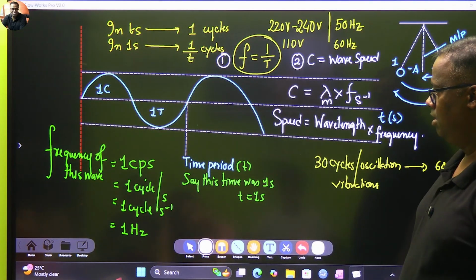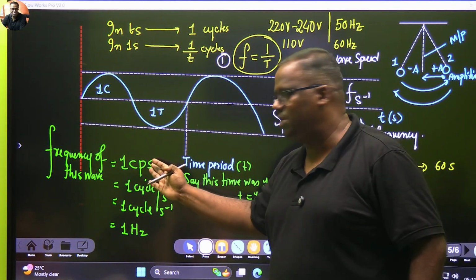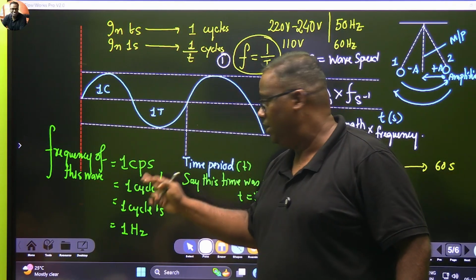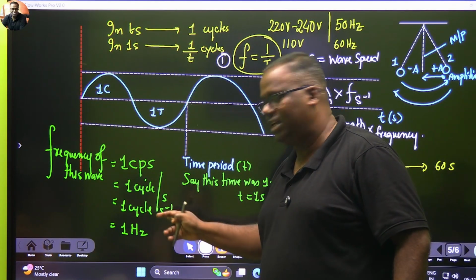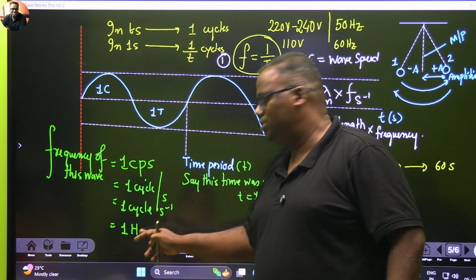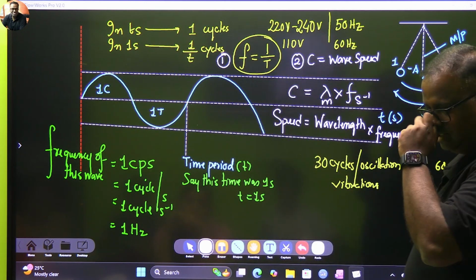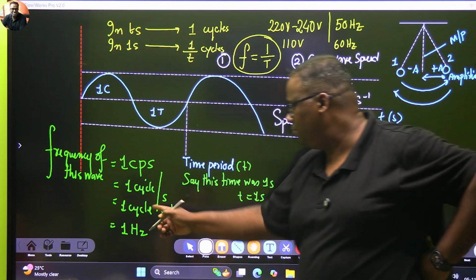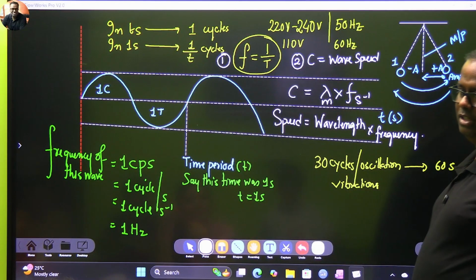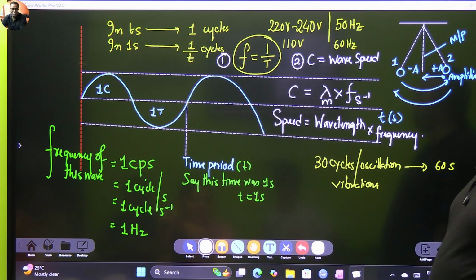One cycle per second is one cycle per second. That second inverse is known as hertz. Second inverse is called hertz, so we call it. Cycles per second is called hertz, right? Saying hertz and saying CPS is the same. It's your language issue, how you say it.